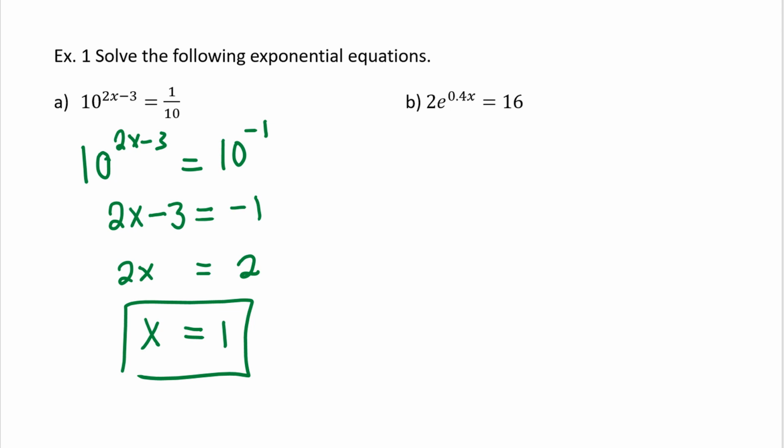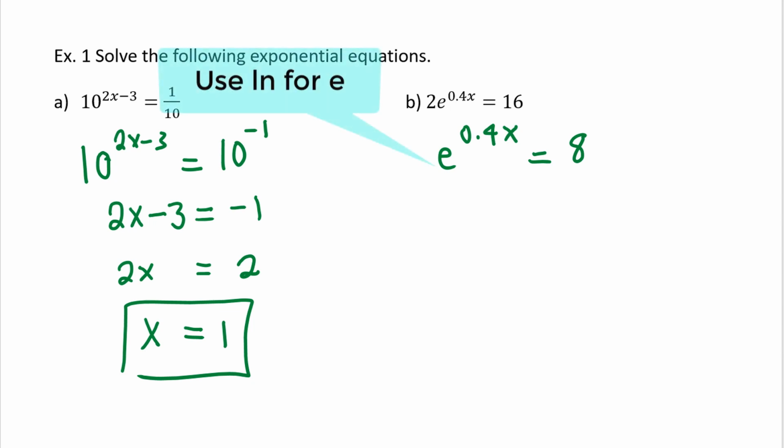2 times e to the power of 0.4x equals 16. The guidelines say isolate the exponent first, so let's divide by 2 on both sides. Then we get e to the power of 0.4x equals, and 16 divided by 2 is 8. Use whatever log you want to, but it is standard and customary to use ln for e and the common log for base 10 if you have to take the log. So let's take the natural log of both sides.